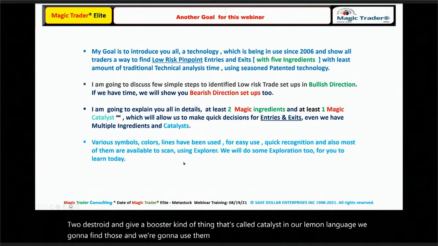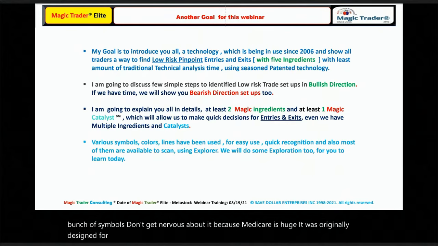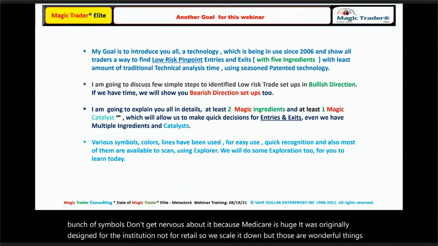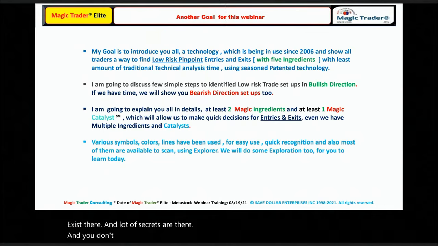So you're going to see a bunch of lines and a bunch of symbols. Don't get nervous about it, because Magic Trader is huge. It was originally designed for the institution, not for retail. So we scaled it down, but there are wonderful things there, and a lot of secrets. You don't need to know all of it. You focus on simple things first, make some money, then worry about other things to learn.